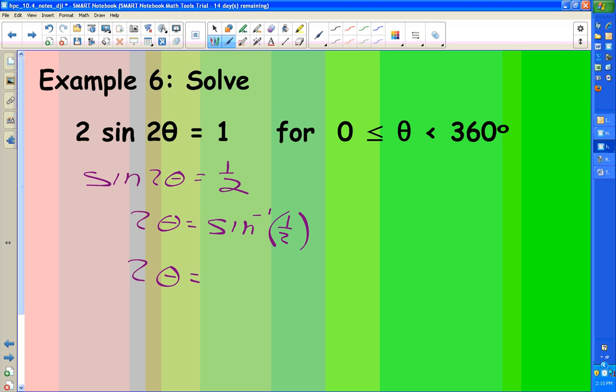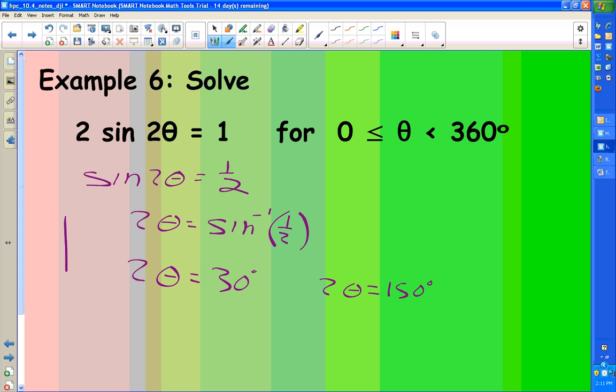Hopefully we know sine inverse of a half. And we're in degrees. 30 degrees, or... No, I didn't mean or. Give me the other angle. 150, right?